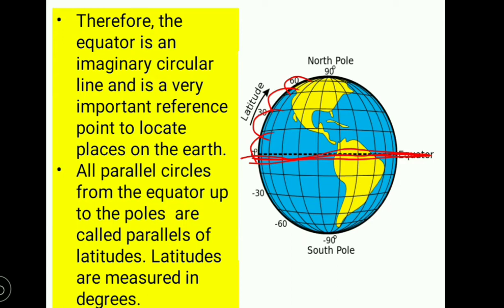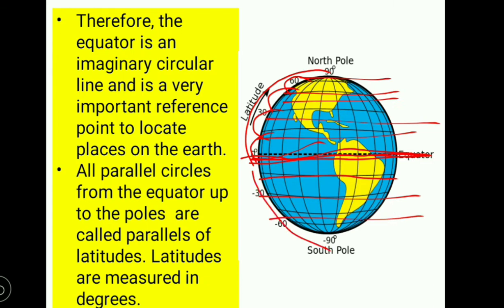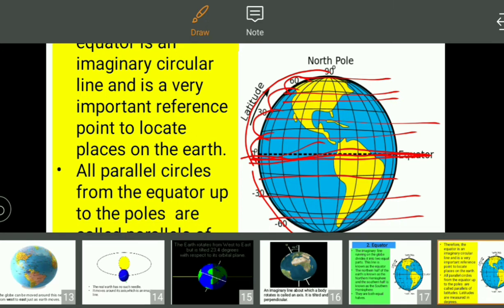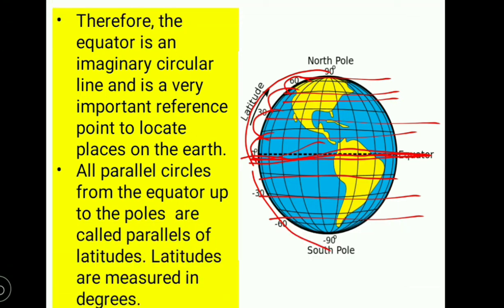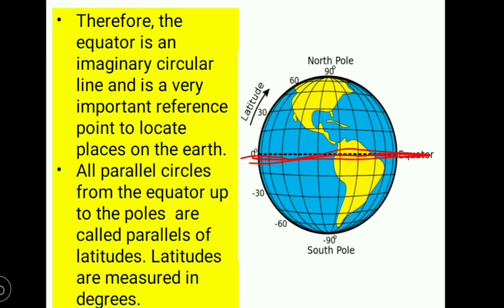surface. Just observe, this is the 0 degree equator, 15 degree, 30 degree, 45 degree, 60 degree, 90 degree. So from 0 degree up to the north pole, 90 degrees of latitudes are available. And in the same way, in the southern hemisphere we have latitudes. Those are also in the form of degrees: 0 degree, 15 degree, 30 degree, 60 degree up to 90 degree. And all parallel circles from the equator up to the poles are called parallels of latitudes.